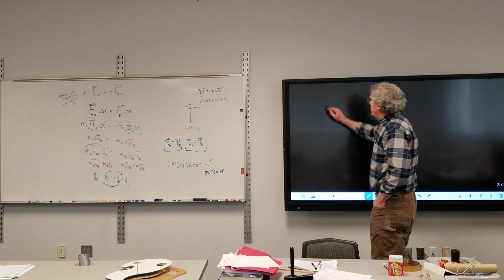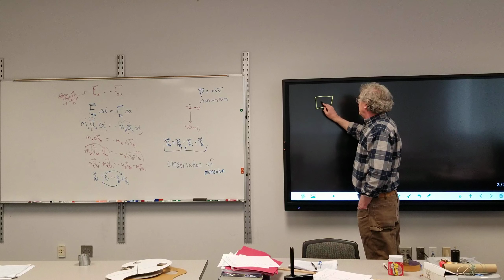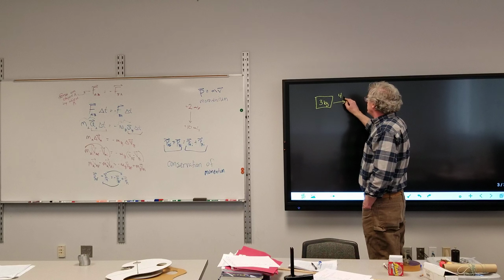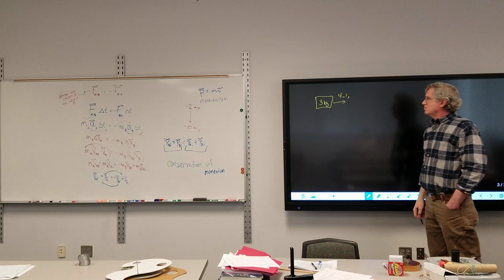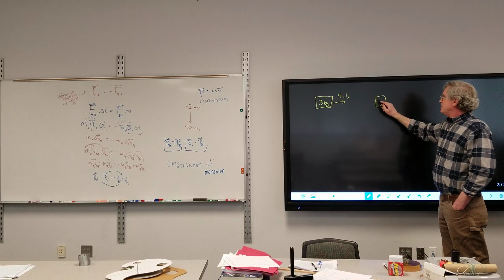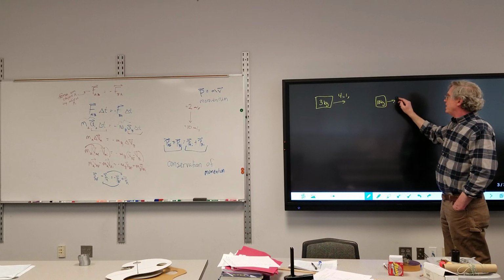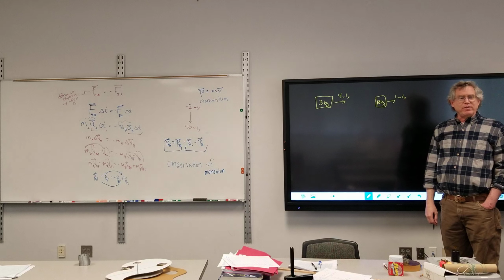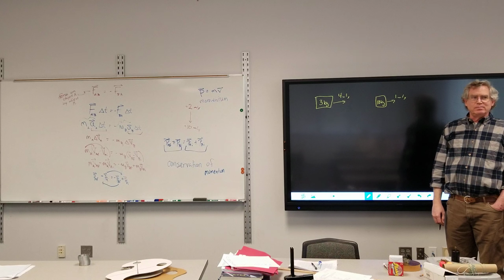So if you were faced with the following problem, you have a 3 kilogram mass traveling to the right at 4 meters per second. And you have a 10 kilogram mass heading to the right at 1 meter per second. I'm going to tell you that they will collide and stick together.